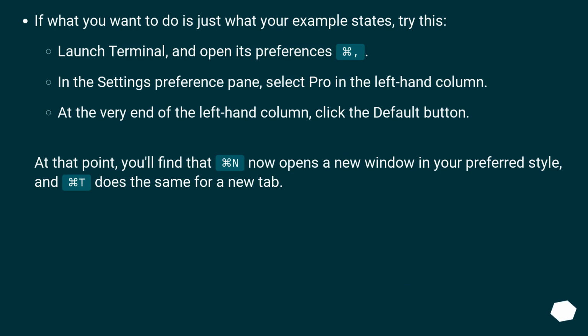Launch Terminal, and open its preferences. In the Settings preference pane, select Pro in the left-hand column. At the very end of the left-hand column, click the Default button. At that point, you'll find that Command-N now opens a new window in your preferred style, and Command-T does the same for a new tab.